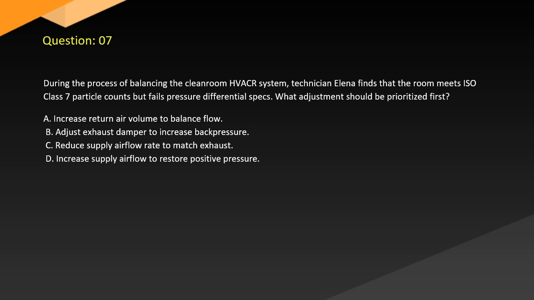Question 7. During the process of balancing the cleanroom HVAC system, technician Alina finds that the room meets ISO Class 7 particle counts but fails pressure differential specs. What adjustments should be prioritized first? A. Increase return air volume to balance flow. B. Adjust exhaust damper to increase back pressure. C. Reduce supply airflow rate to match exhaust. D. Increase supply airflow to restore positive pressure.